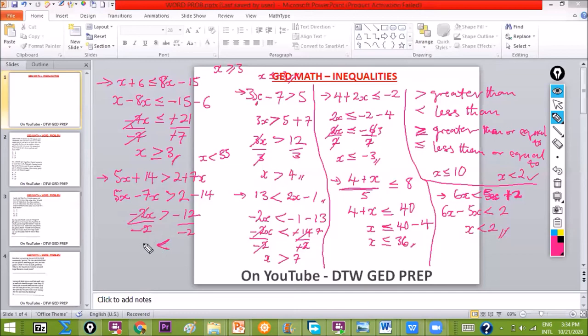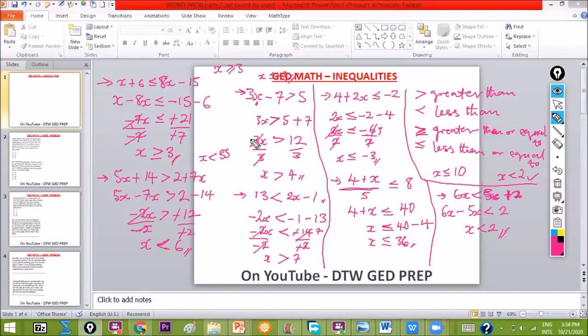So this will cancel out. We're left with an x here. This negative will cancel out this, and 12 divided by 2 will give us 6. So our answer here is x less than 6. So this is the answer. Is this what you got? Yeah. Oh, great. Great.